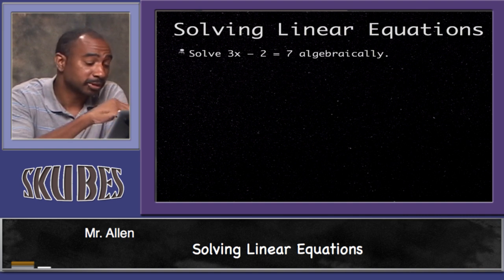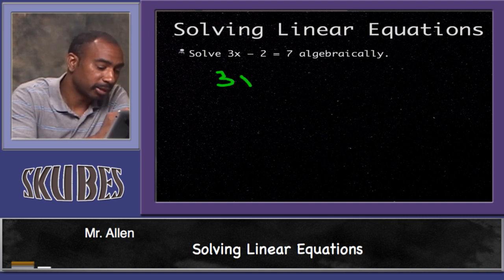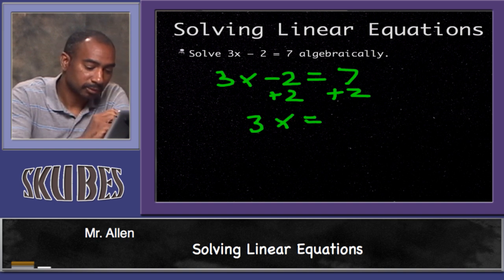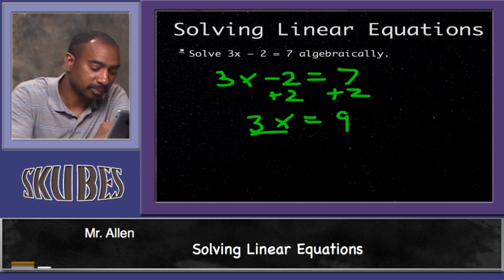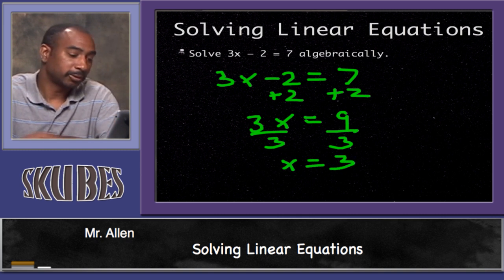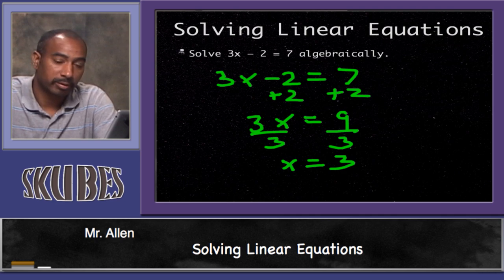If I were to do this algebraically, I'll say 3x minus 2 equals 7. I would take the opposite of negative 2, that'd be positive 2. Add that to both sides. So you get 3x equals 9. Divide both sides by 3. So x has to be 3. This concludes our lesson on solving linear equations.